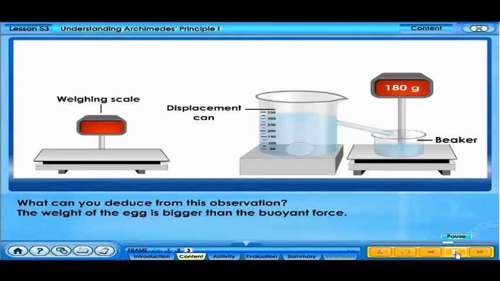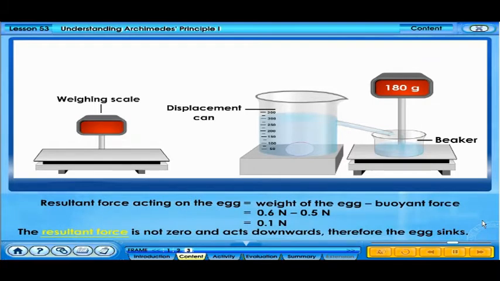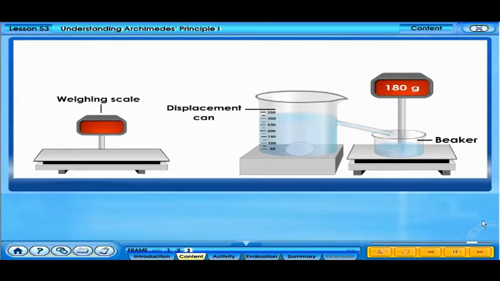The weight of the egg is bigger than the buoyant force. The resultant force acting on the egg equals the weight of the egg minus the buoyant force, which equals 0.1 newton. Since the resultant force is not zero and acts downwards, the egg sinks.